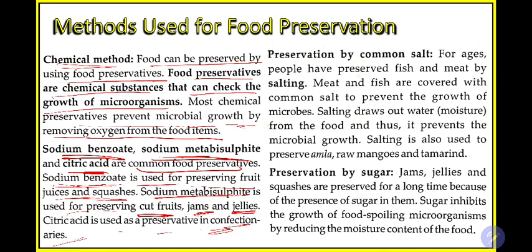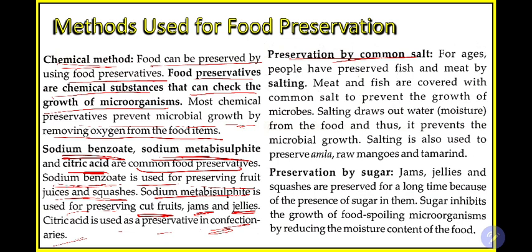Then other preservation methods: preservation by common salt. This example is very common to us. You have seen that after our father or mother buys fish from the market, what they do is mix it with haldi and salt. I guess all of you have seen the mixing of salt with uncooked fish. The fish, after cutting, is mixed with some salt, right? So why is it done?